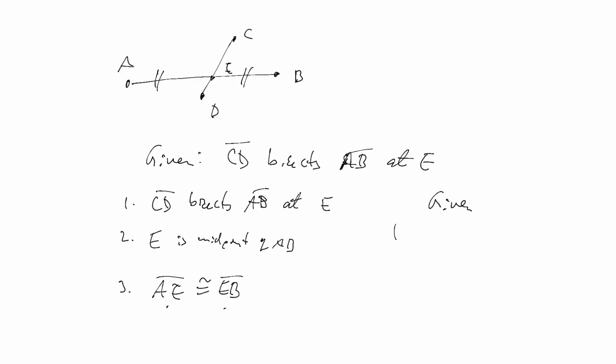And for that, you could say definition of segment bisector. A segment bisector goes through the midpoint. Now you can say AE is congruent to EB, definition of midpoint. So you can't jump straight to step 3.